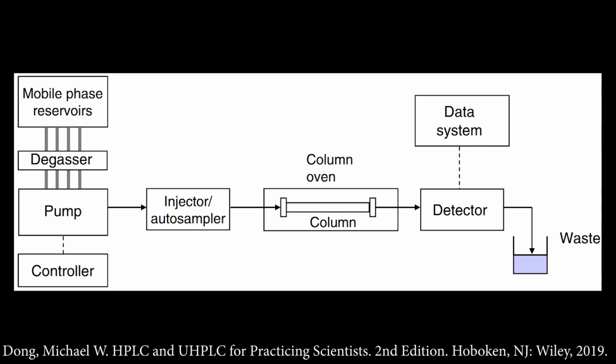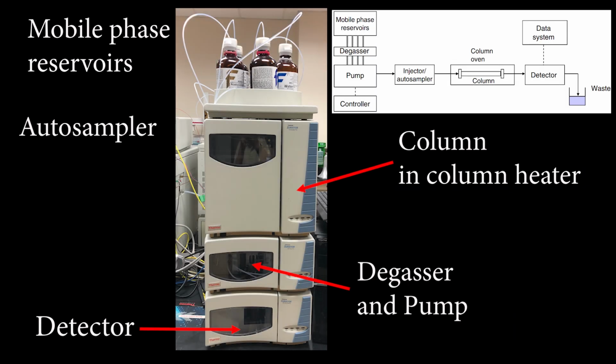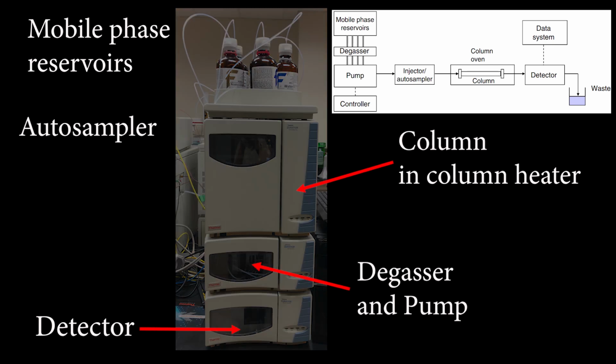And then you have to have a detector, and then ultimately the liquid flows out to a waste container. So here's one of our HPLC systems, and you can see our mobile phase reservoirs, just big bunches of mobile phase up top. We have an auto sampler right there. The column is on the right in the column heater. The degasser and the pump come in one unit, and then our detector, this detector is a UV detector, is just sitting there beneath it.